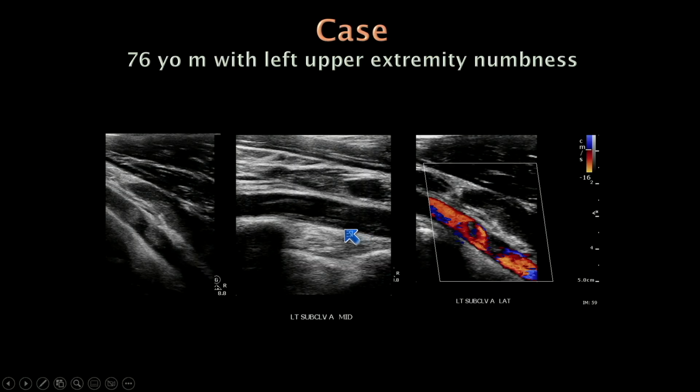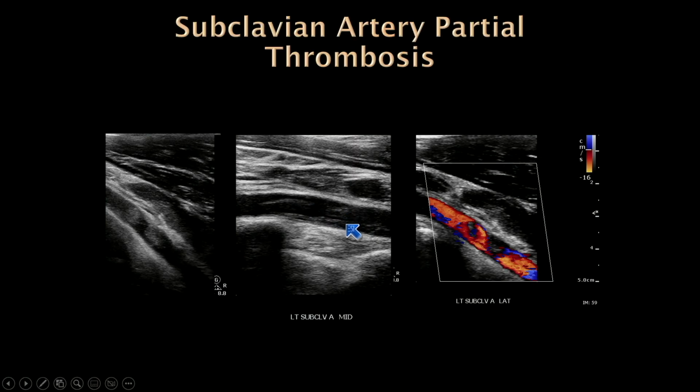Next case, 76-year-old male with left upper extremity numbness. So we're looking at the subclavian artery, and we're looking at the medial, mid, and lateral aspects with color and without color Doppler, and we see that there is some material within the lumen, and that was a subclavian artery partial thrombosis.